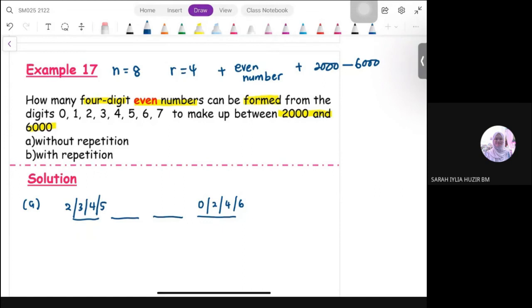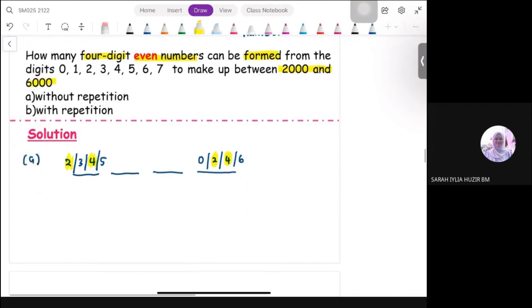Okay, itu syarat je. So this is the condition. Now let's check, because this is without repetition, let's check whether we have an overlap situation. Ada situation overlap kat sini kan? For number 2 and number 4. Okay, means we have to split up the case. Okay, kita akan ada 3 different case.